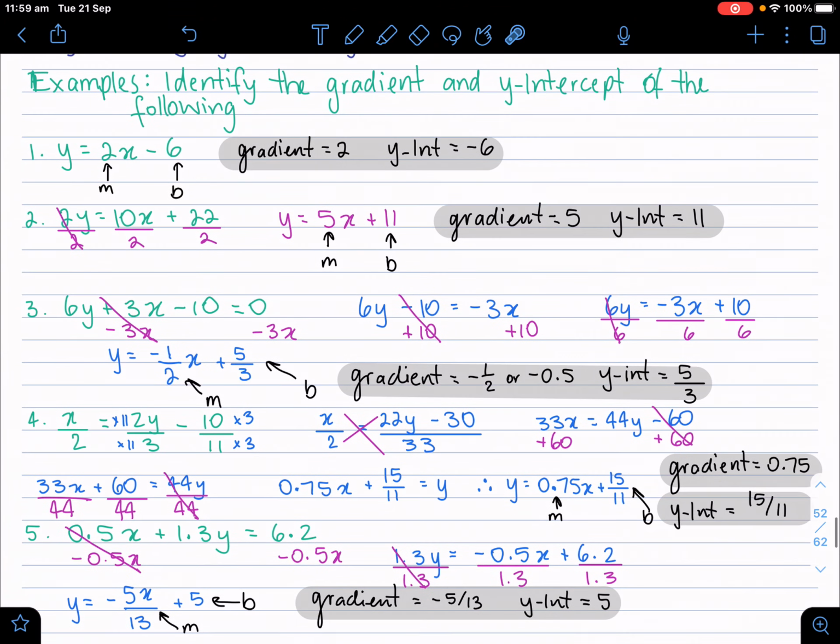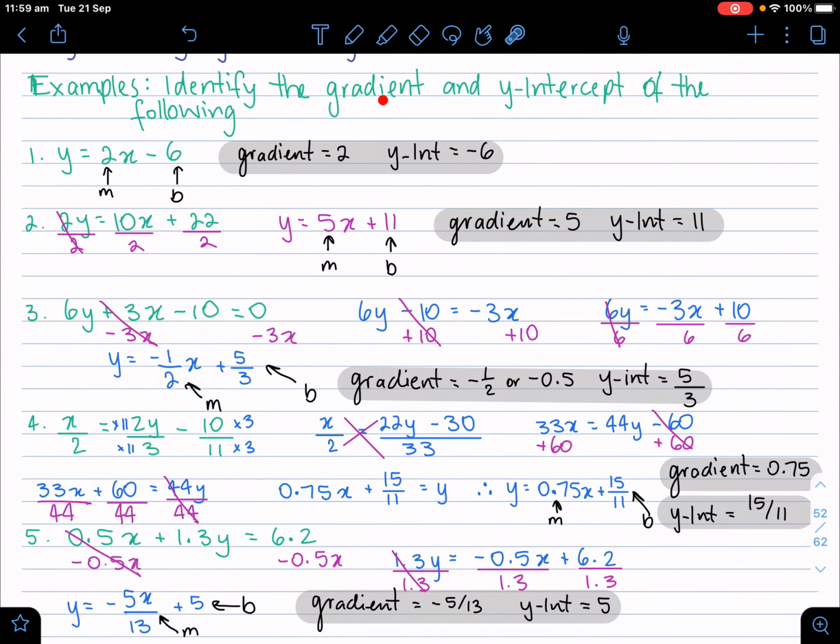So for the first example, it says, identify the gradient and the y-intercept of the following. And remember, previously we said, in order to identify the gradient and the y-intercept, I need to be able to rearrange the formula into the syntax or structure of y equals mx plus b, if it's not already in that form. Now looking at example 1, y equals 2x minus 6. It is already in the syntax or structure of y equals mx plus b. So I don't need to rearrange anything.